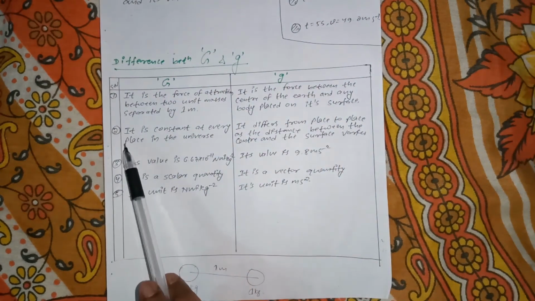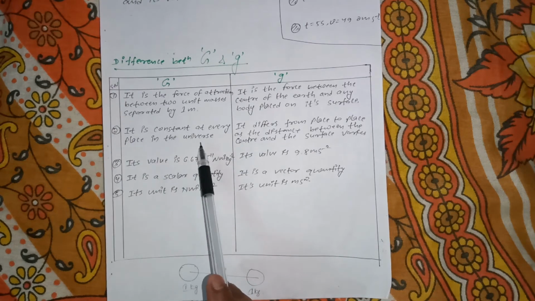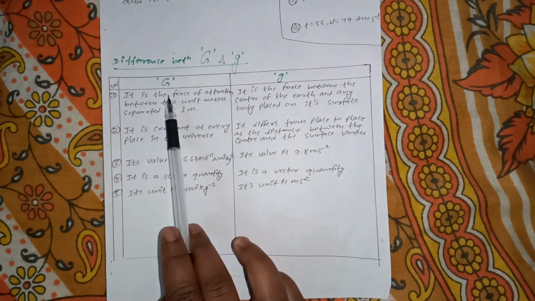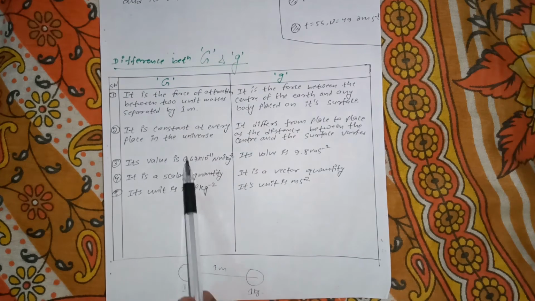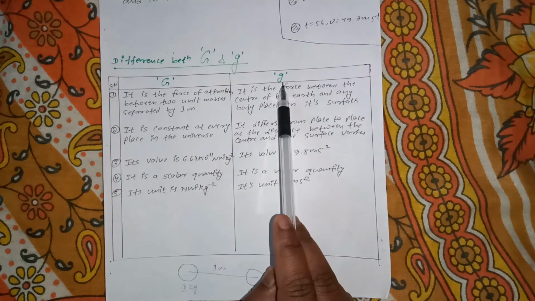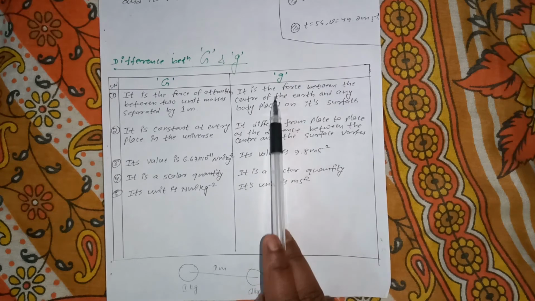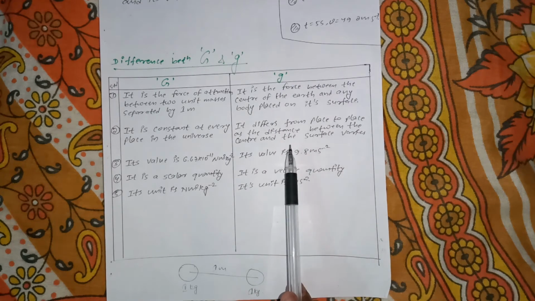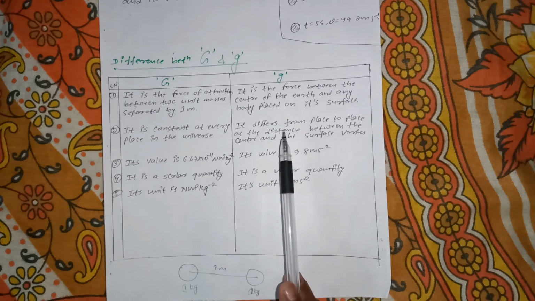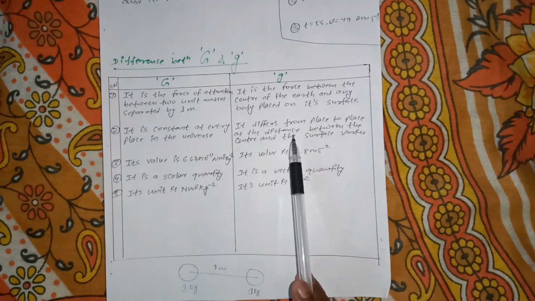In the second point we can write that it is constant at every place in the universe. Obviously the value of capital G is constant at every place of the universe, and this never changes. And the value of small g is not constant. It changes from place to place. Like at the poles of Earth and at the equator, it is not the same. It depends on the radius. If the radius of the Earth increases, the value of g will decrease.